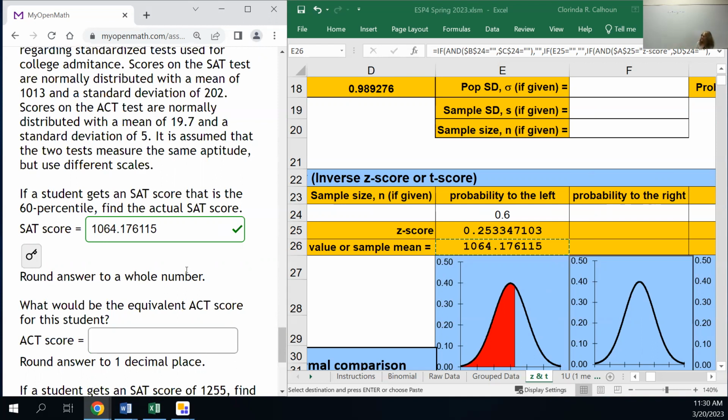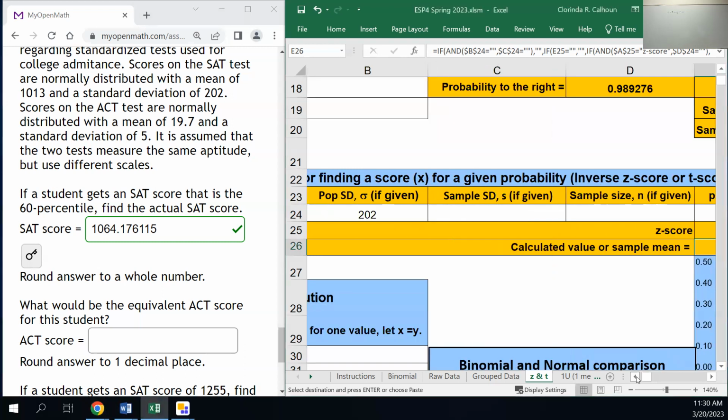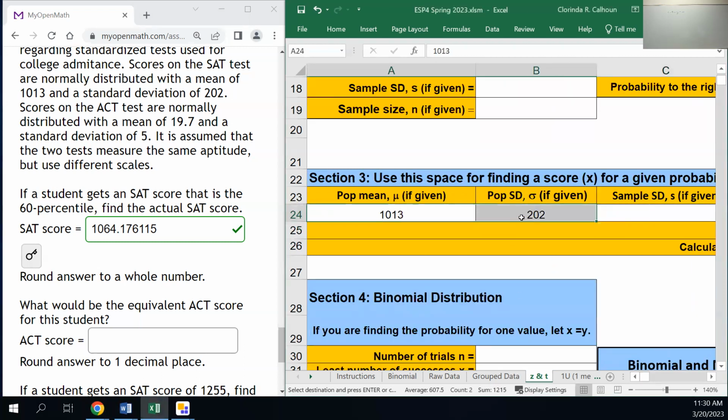For the second question, we're dealing with the ACT for the same percentile. It says, what would be the equivalent ACT score? So if we were talking about a certain percentile for the SAT, we're using the same percentile for the ACT. So this probability to the left is going to stay. You're not going to change that. What you need to change is your mean and standard deviation so that you have your ACT information. So these are the smaller numbers, the numbers that look smaller.